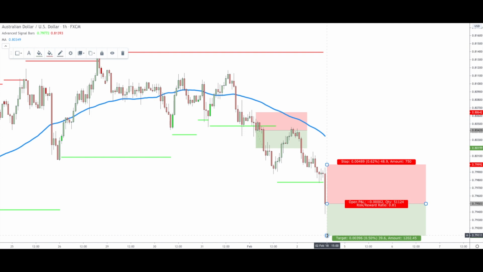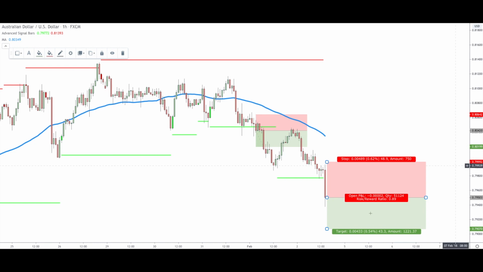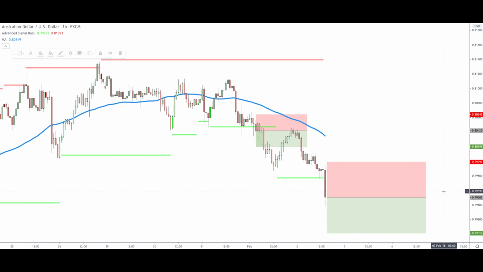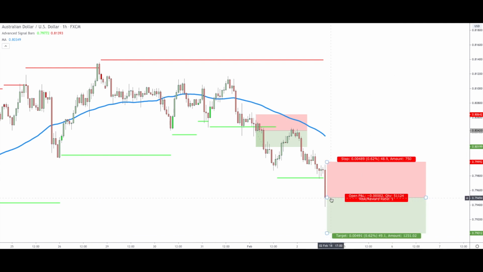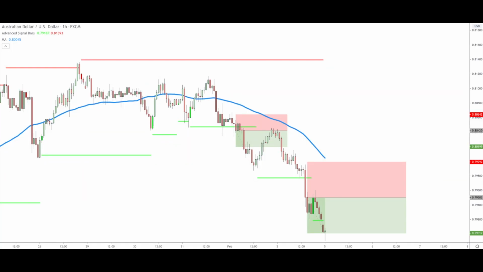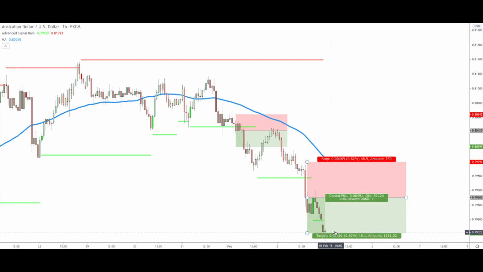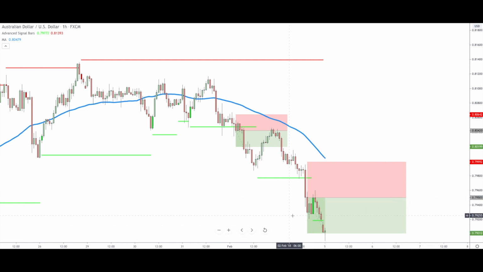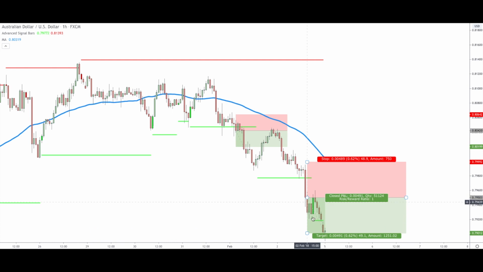Let's see, the target is going to be right here. Okay, I want to have a 1-to-1. Okay, so guys, let's take this trade and see how it goes. Also, this second trade is over, and we got to our target here. See what happened here. We got a third opportunity within this trade that we were already in.